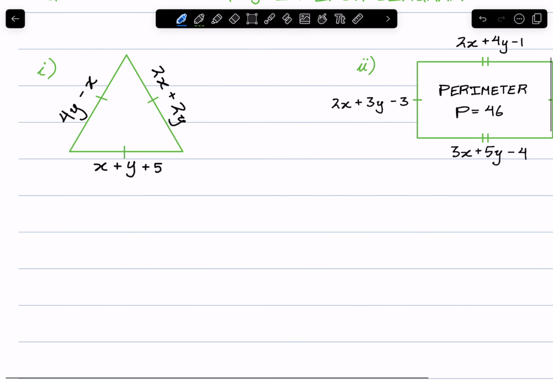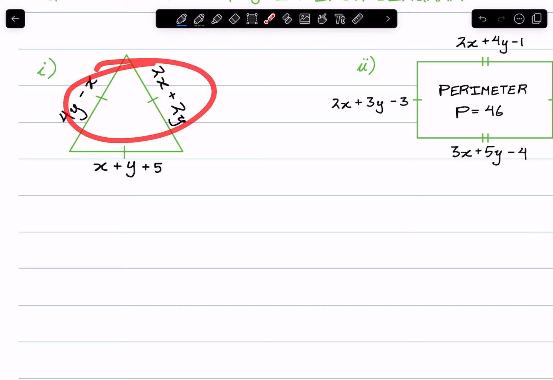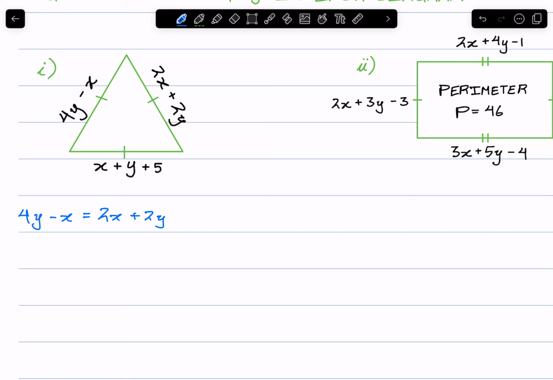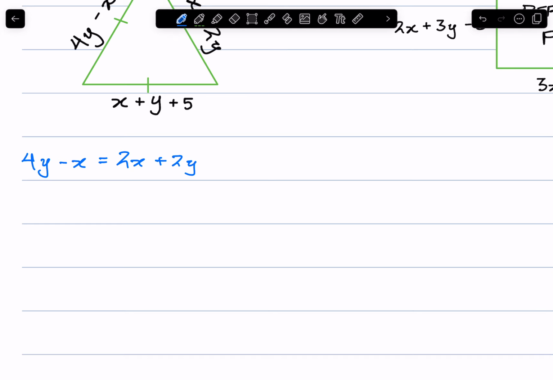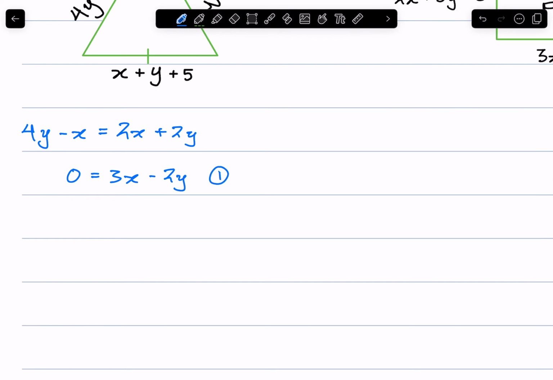For this one, since this is an equilateral triangle, we can say that one side must be equal to any other side. So for this, I'm just going to pair up these two. So we get 4y minus x equals 2x plus 2y. Now that we have this, we move everything to one side to get 0. So I'm going to move these to this side. This gives me 3x minus 2y equals 0. And this is our first equation.